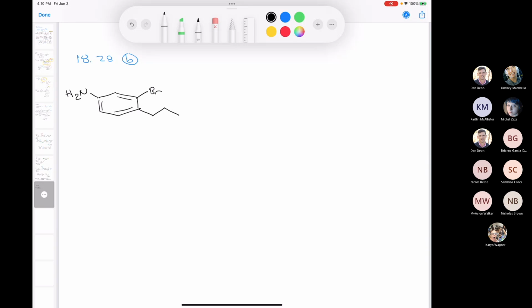Let's kind of write down, how would you add these groups? The only way that we know how to add a bromine is to use bromine and iron 3 bromide. So iron 3 bromide. The only way we know how to add a propyl, like just a straight chain propyl, is not through alkylation, but it's actually through Friedel-Crafts acylation.